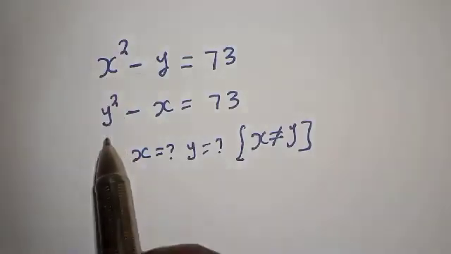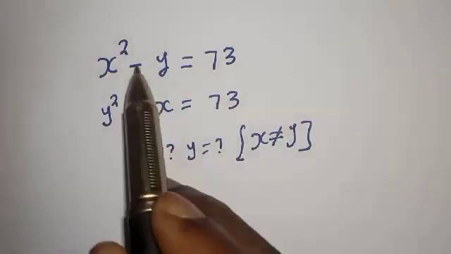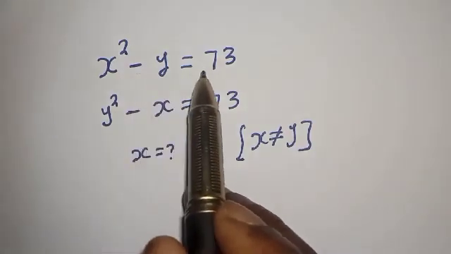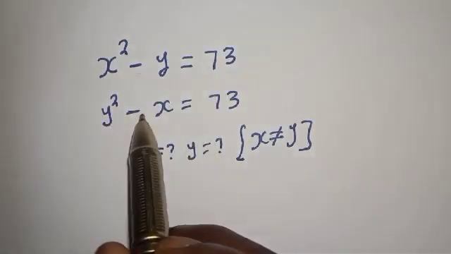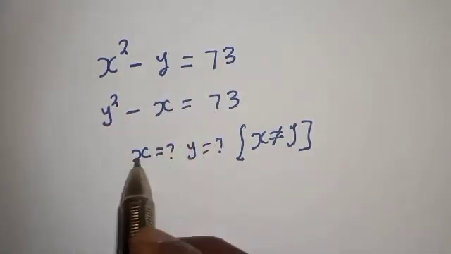Hello, how to solve for x and y from these given nice equations. x squared minus y is equal to 73. y squared minus x is equal to 73. Solution.